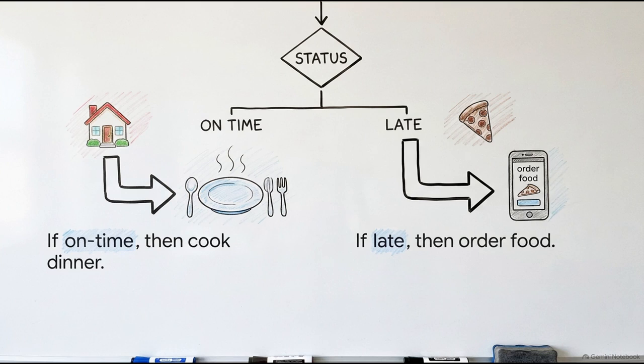Moving right along to Section 2, Logic and Decision-Making. Let's look at conditional statements. Picture this. You're coming home from work. If you arrive on time, you decide to cook dinner. But if you're late, you just order food instead. This simple arrival time analogy perfectly mirrors how if, elif, and else statements work in code. We set up these conditions, and based on whether they're true or false, our program determines the exact action it needs to take. It's essentially a flowchart for automated decision-making.